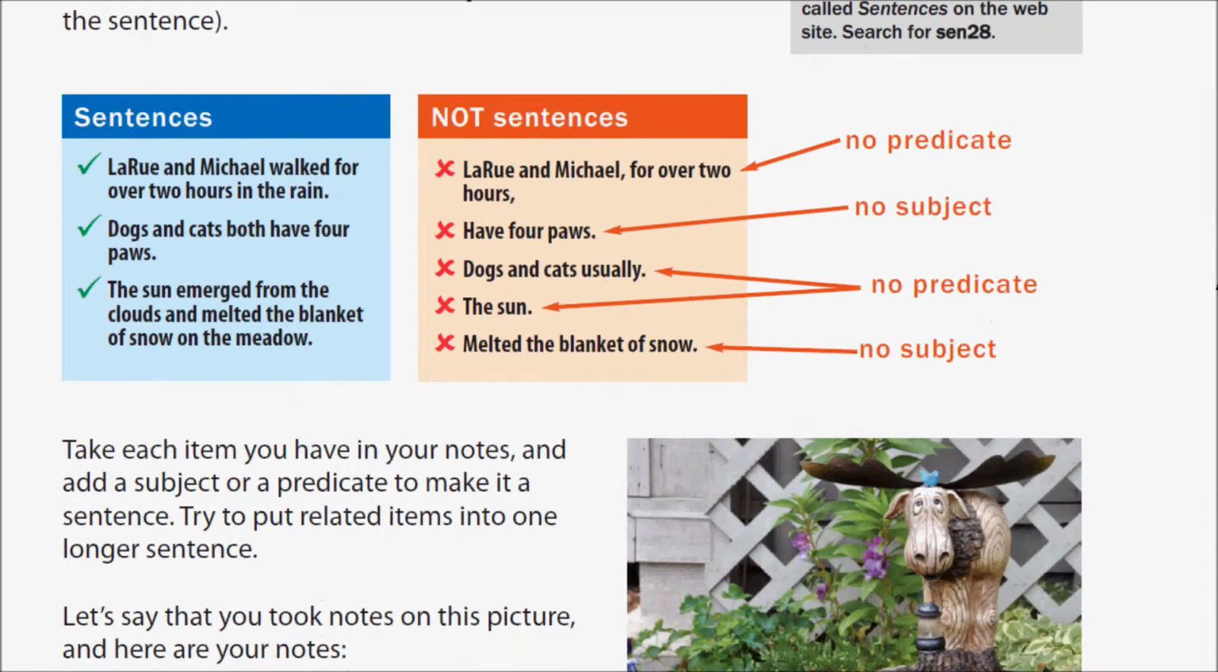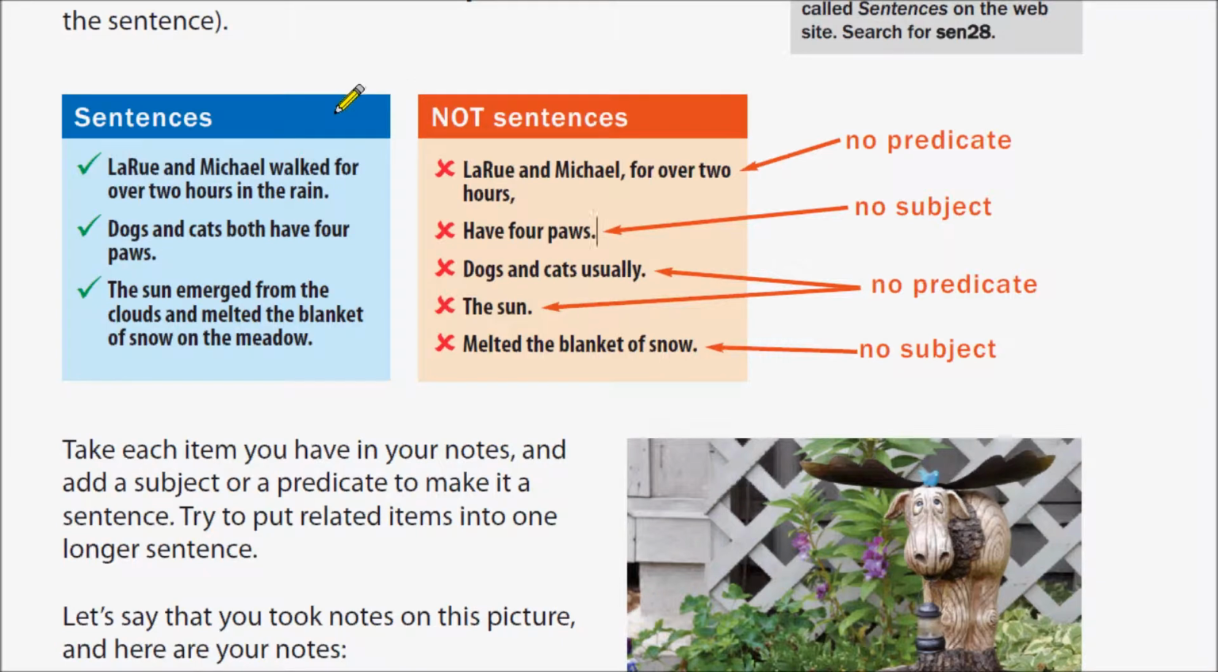All right, here are some sentences. Here's a sentence. LaRue and Michael walked for over 2 hours in the rain. That's a sentence because it has a subject and it has a predicate. Here, you just have a subject. LaRue and Michael for over 2 hours. And then what? LaRue and Michael what? So there's no predicate. And here's just one more. Dogs and cats is the subject, and both have 4 paws is the predicate. Here you just have 4 paws. All you have is the predicate with no subject. So you can read the rest of these examples.